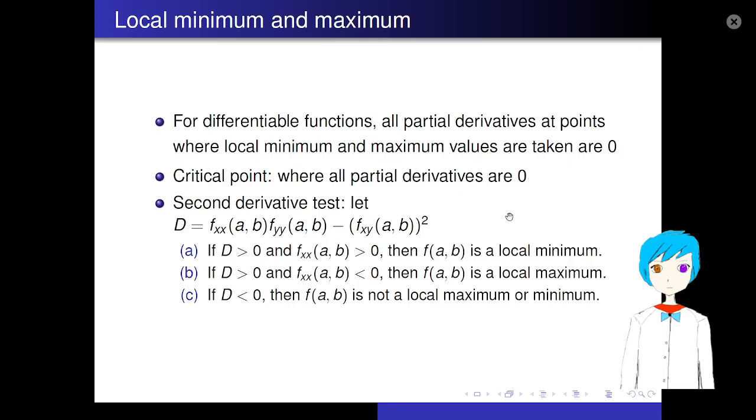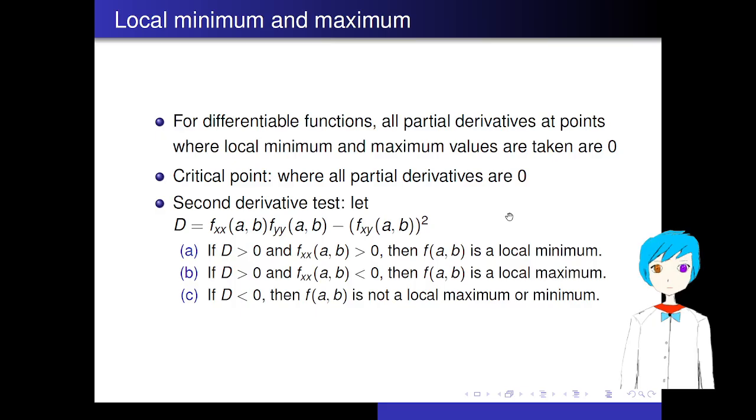Then, with the directional derivative and the gradient, we can talk about local minimum and local maximum. For differentiable functions, all partial derivatives at points where local minimum and maximum values are taken are all 0. However, if at a point all partial derivatives are 0, that does not mean that the point is where the function takes its local minimum or maximum. Those points where all partial derivatives are 0 are called critical points.